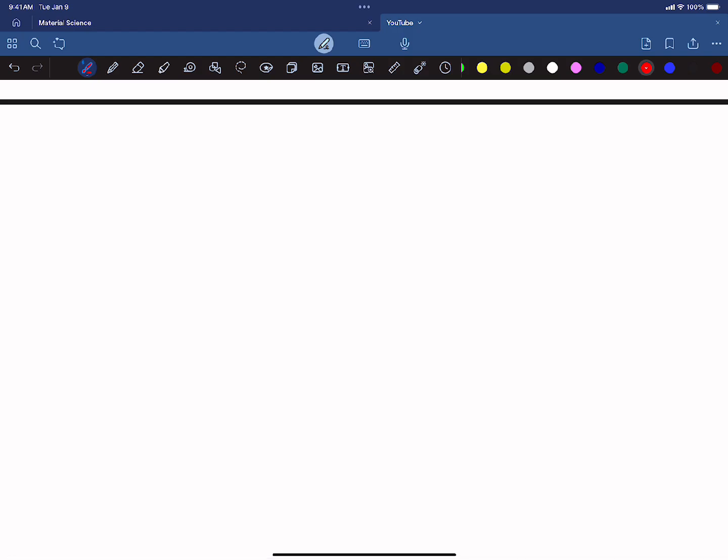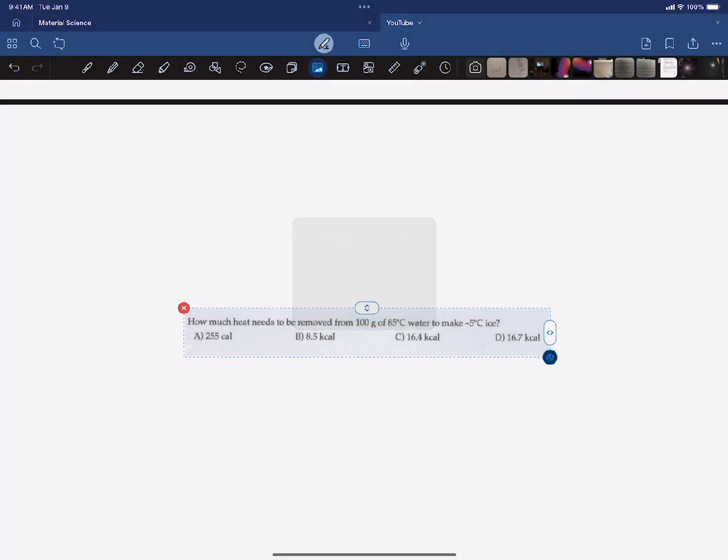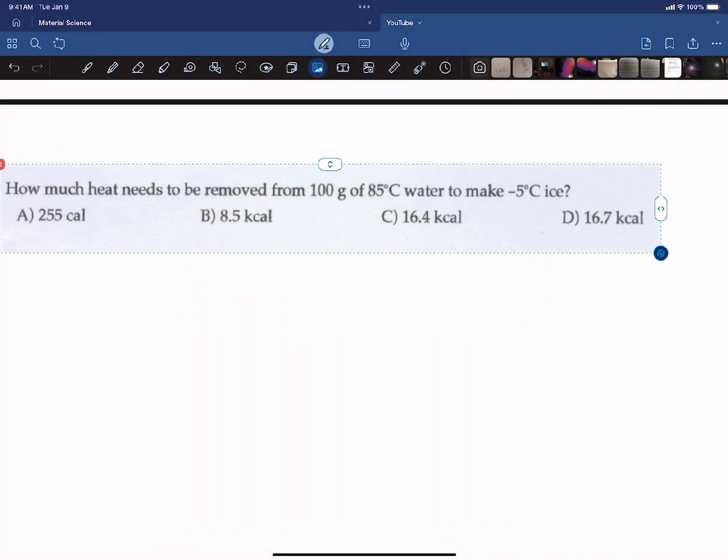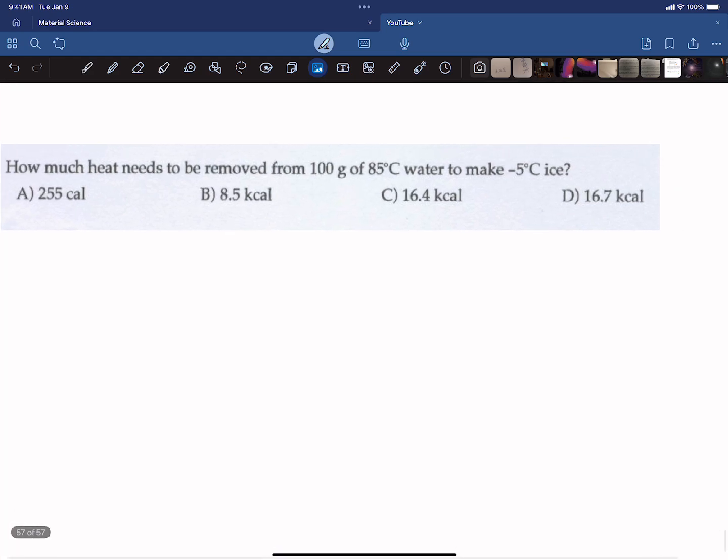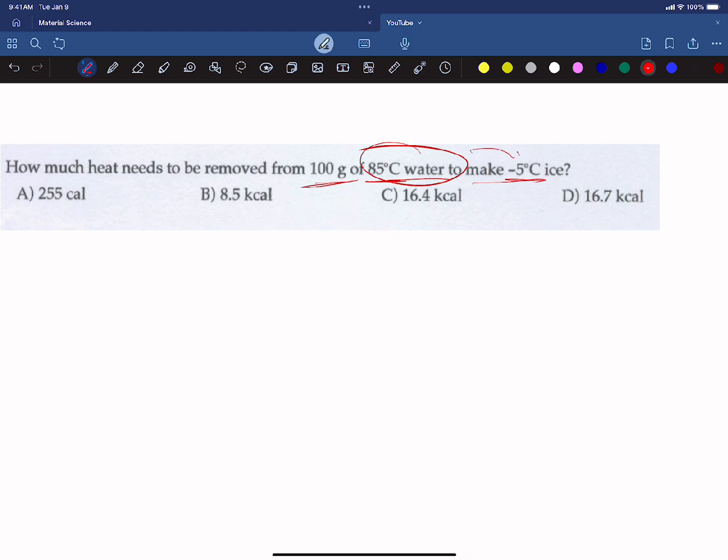And this is our last question. Question number 70. How much heat needs to be removed from 100 gram of water at this much degrees Celsius to make it -5? Okay, so how much heat you need to remove in order to bring the temperature of the water down to -5 degrees Celsius?